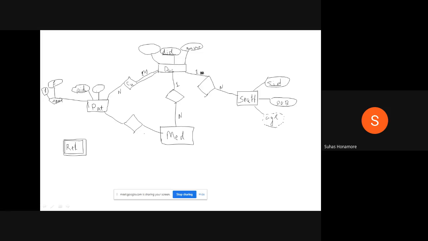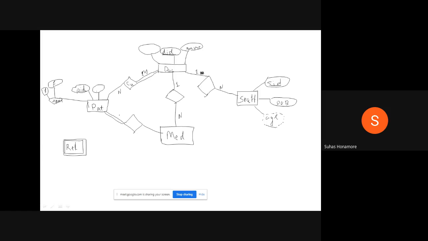So is it a total participation or partial participation? Patient is completely dependent on medicine. But we can't say it both ways: medicine is not completely dependent on patients, since people cannot take... leave it. So this is a partial participation. So here we'll write total for the patient side.